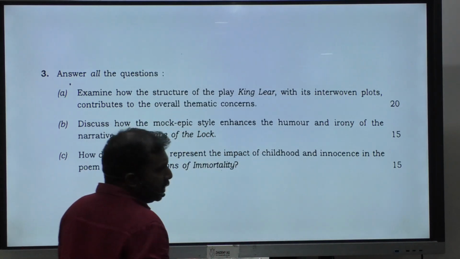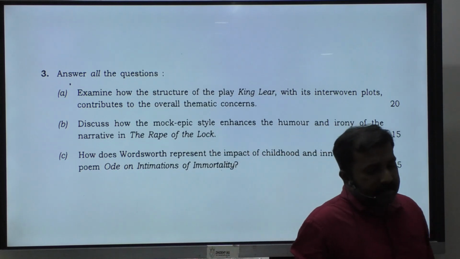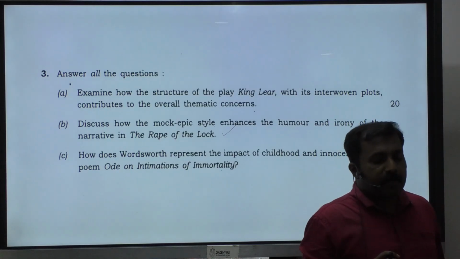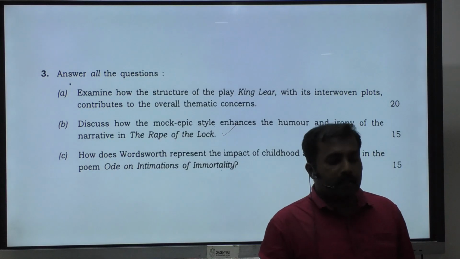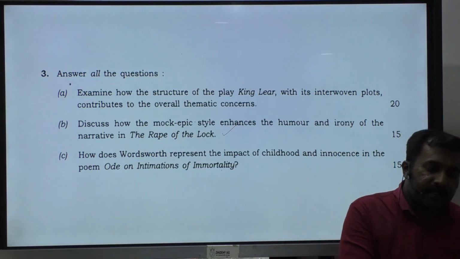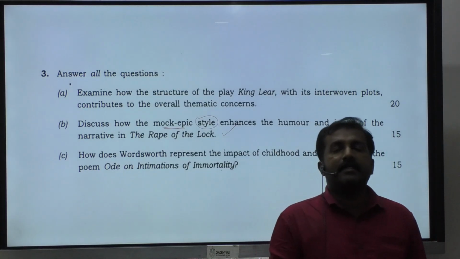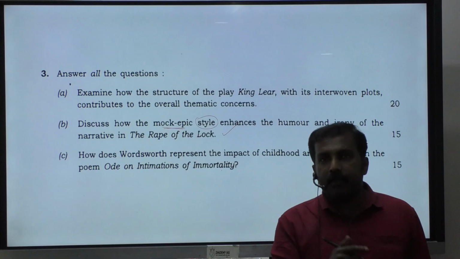Okay, the next question in the section is: discuss how the mock epic concept enhances the humor and irony of the narrative in The Rape of the Lock. So the same points we discussed in the previous section, the mock epic in the literary movement part.